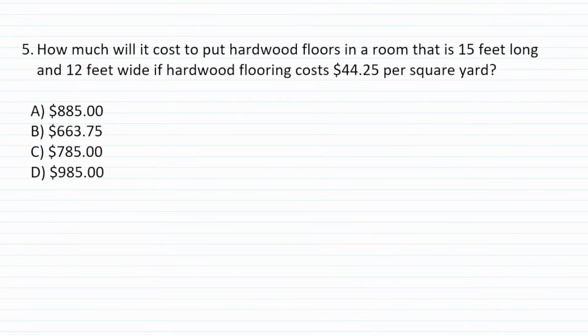Number 5 says, how much will it cost to put hardwood floors in a room that is 15 feet long and 12 feet wide if hardwood flooring costs $44.25 per square yard? So right away, you should recognize that we're given a cost in terms of square yards, but we're given dimensions of the room in terms of feet. So for this one, we're going to start by making a conversion from feet to yards. And for that, you have to know that there are 3 feet in every yard.